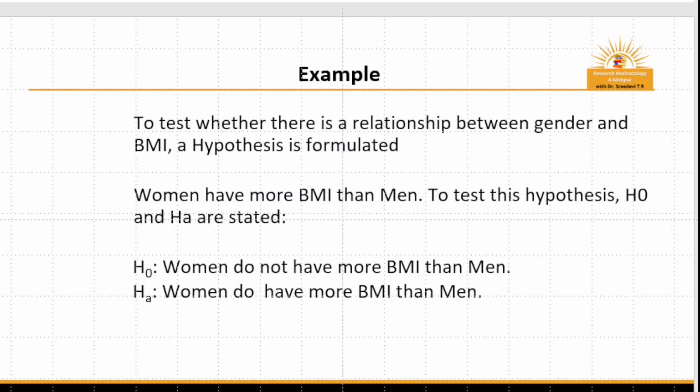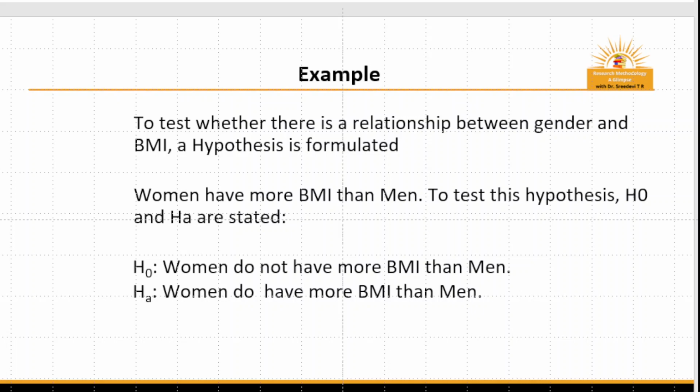Again, we have to control many extraneous variables here because BMI is affected by many other factors, mainly the activity level, exercise pattern, socio-economic class, occupation, comorbidities. Like that, many variables may influence body mass index. So all these variables are to be controlled.